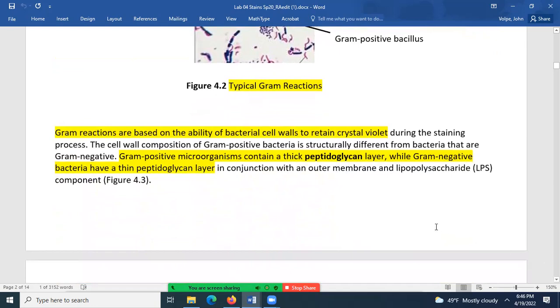Gram reactions are based on the bacterial cell wall's ability to retain the crystal violet. Gram-positive cells contain thick peptidoglycan. I guess I should say bacteria, because that's what I'm talking about. Gram-negative cells, on the other hand, have a thin peptidoglycan layer, and it's not thick enough to retain the crystal violet, and so it washes out.